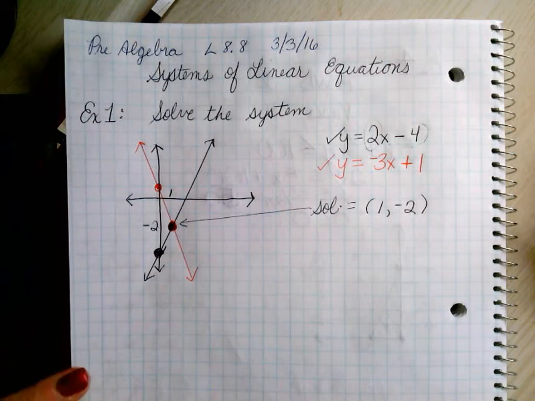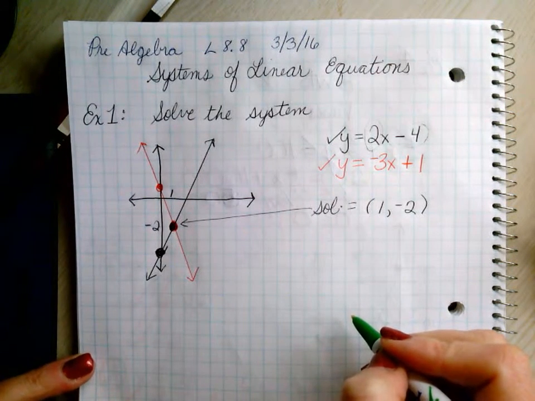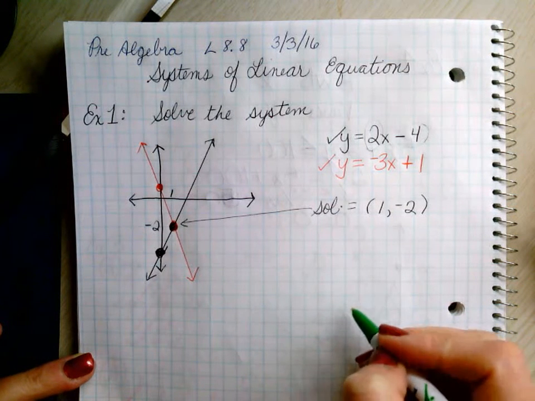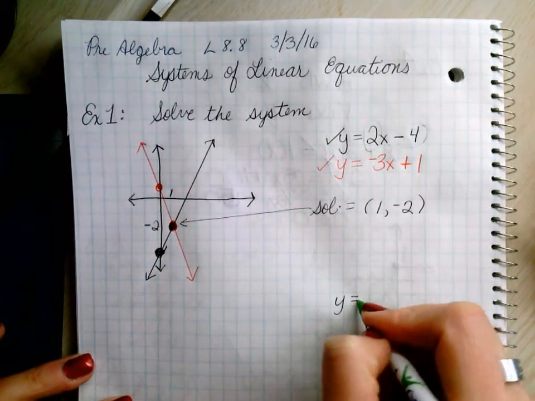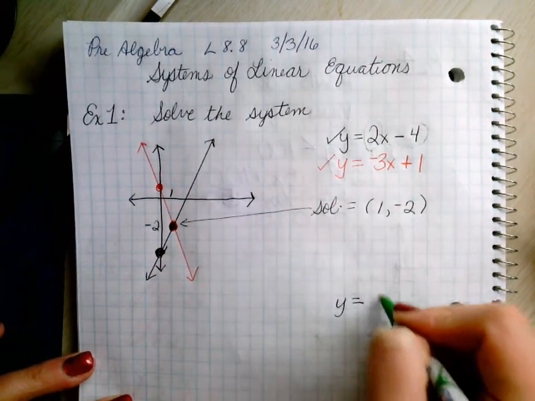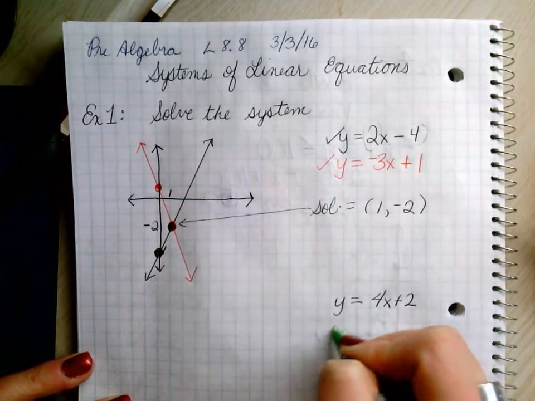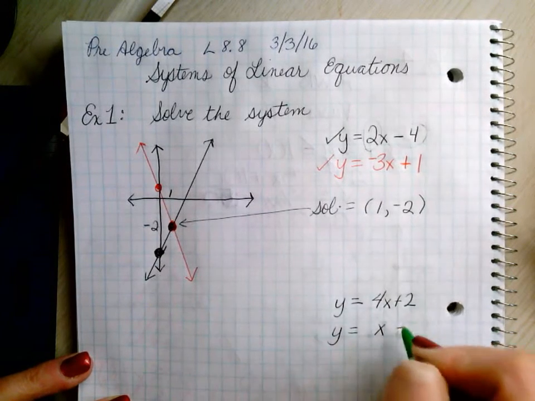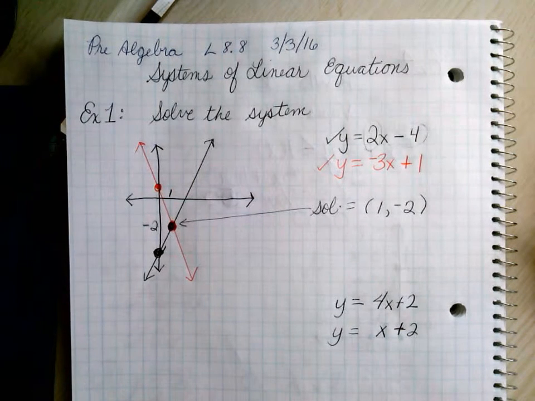We're going to solve another system. Hopefully you're writing this with me. If you're not taking notes, then I'm not sure how to help you. Here's the next system: y equals 4x plus 2, and y equals 1x plus 2. This one's really obvious. You don't see it yet, but you will.